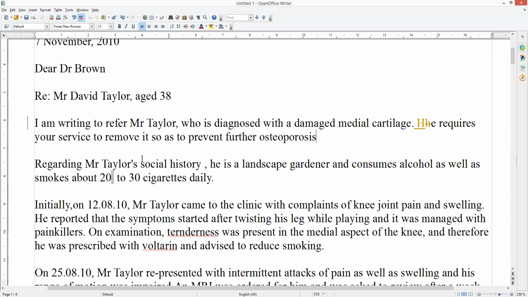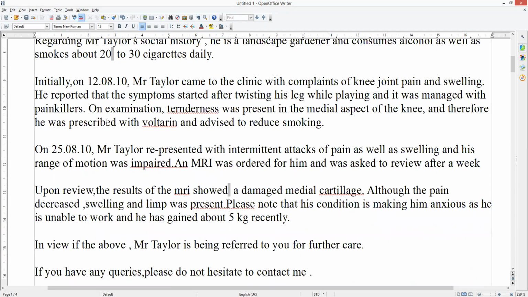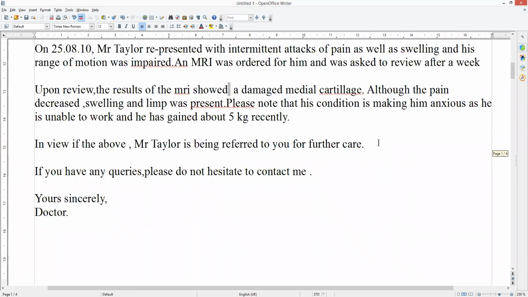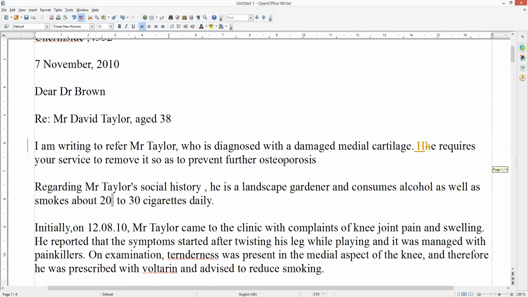Mr. Taylor, again, we've got referral, but what is it you want the reader to actually do? My service, what is my service? To remove it. So I'm writing to request your surgical attention to blah, blah, blah. Referred for further care. What does that actually mean? So this is a good example of what we were speaking about in terms of purpose. What is it that you want the reader to actually do?